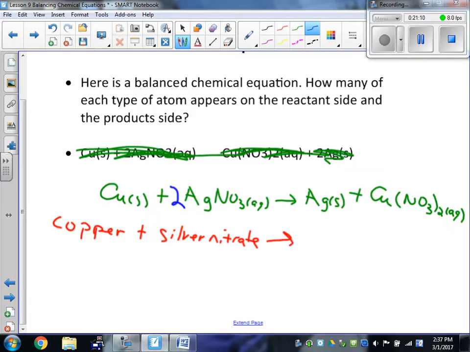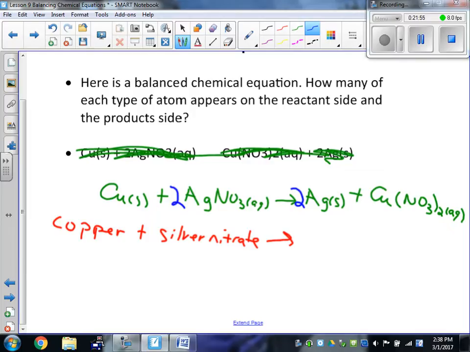Here's the problem. Is everything else still balanced? No. What do I need to fix? How many silvers do I have? So now I need to come back over to here and put a 2 there. When you think you're done, you should probably double check. Copper, 1, pay attention. 1 copper, 2 silvers, 2 silvers, 2 NO3s, 2 NO3s. I think everything's good now, yes?